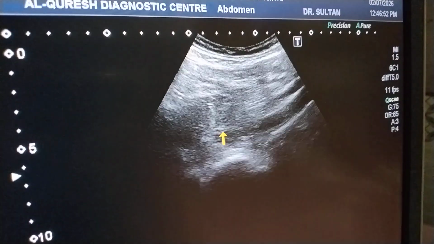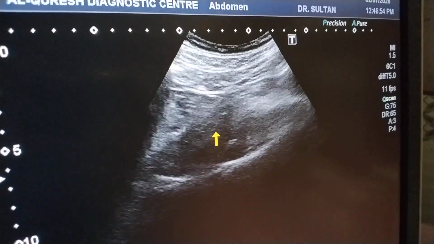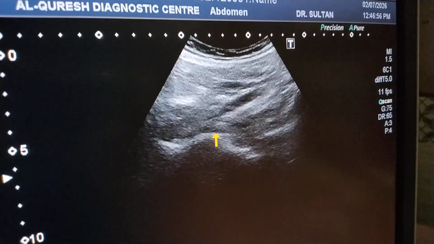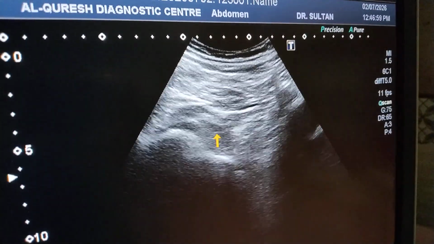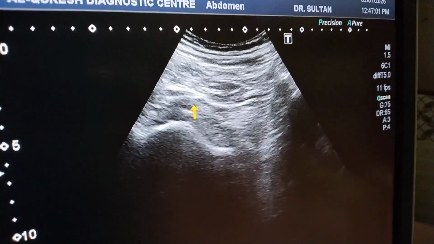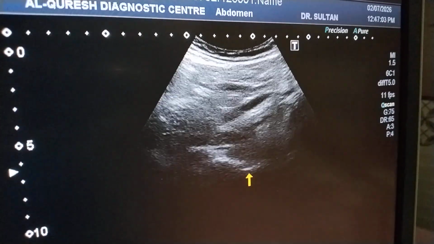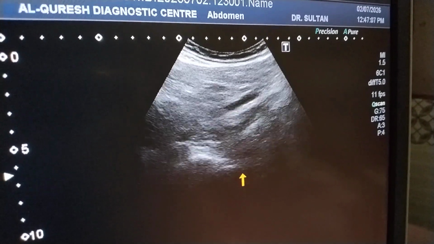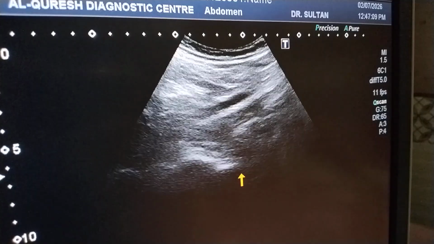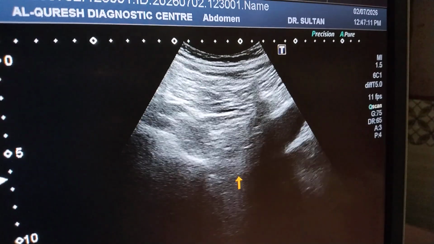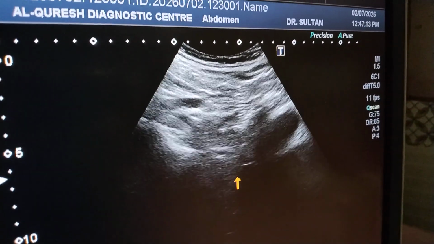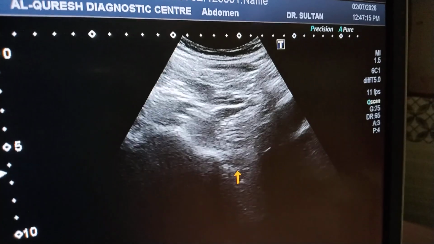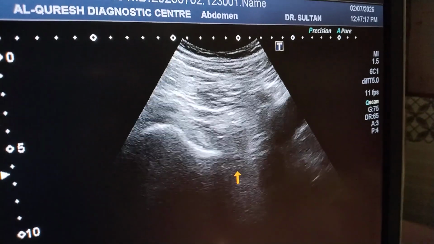When it crosses the iliac vessel, then we reach the pelvic region. In the pelvic region, small bowel is present and it is full of gases, so there may be difficulty to trace the ureter until it is significantly dilated.